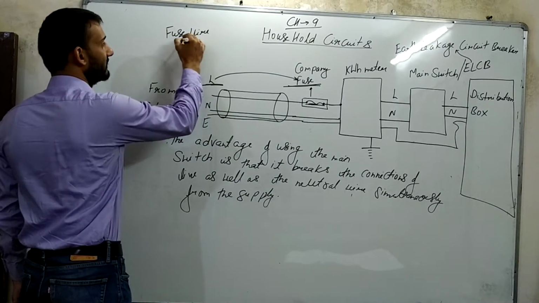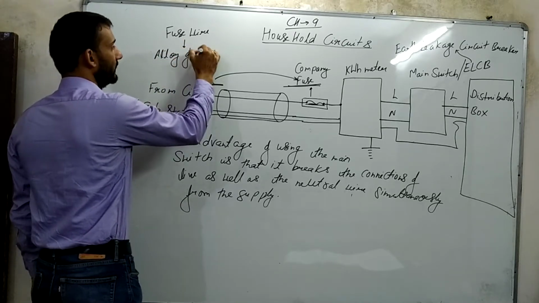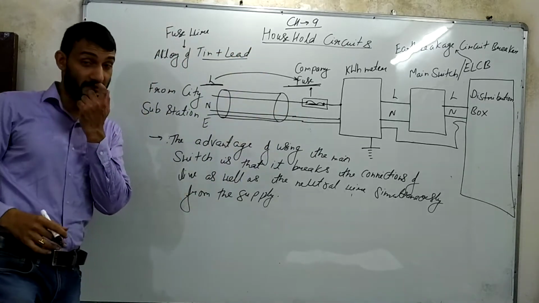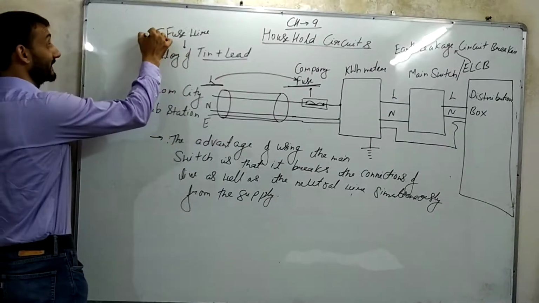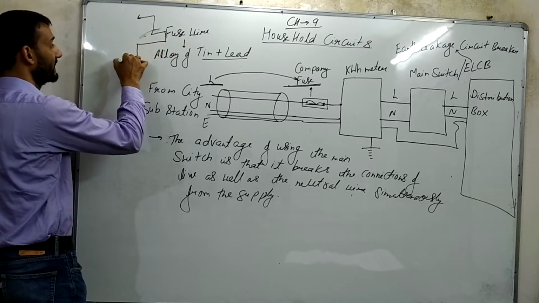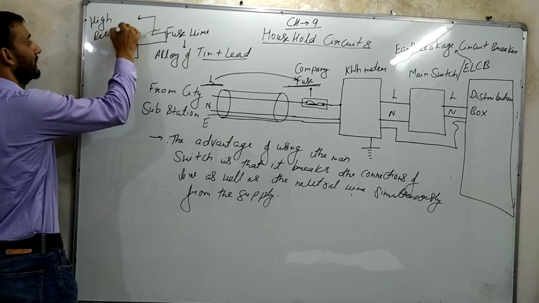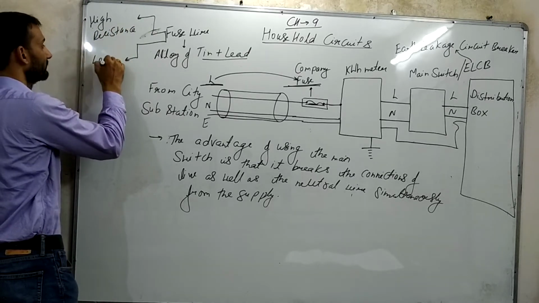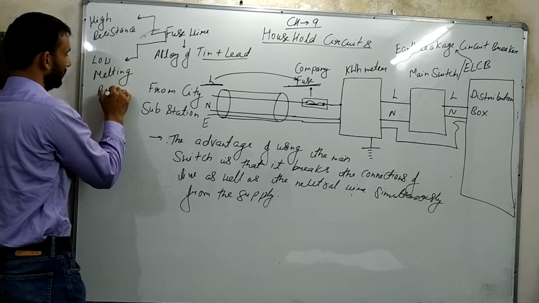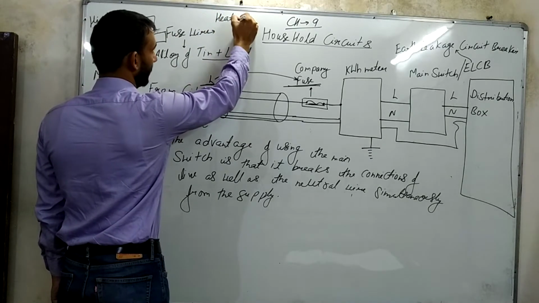So this wire is made up of an alloy of tin plus lead, and this wire has two characteristics. The very first characteristic is that it has high resistance, and second, it has a low melting point. And this fuse wire works on the heating effect of current.